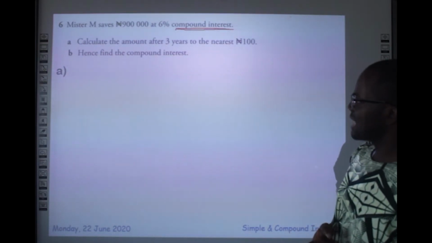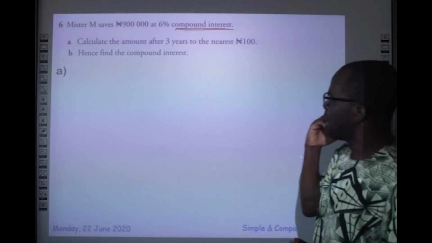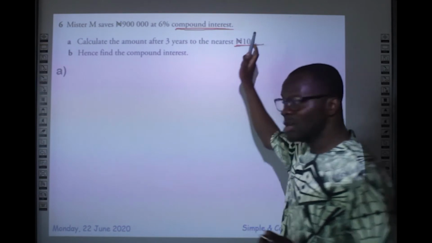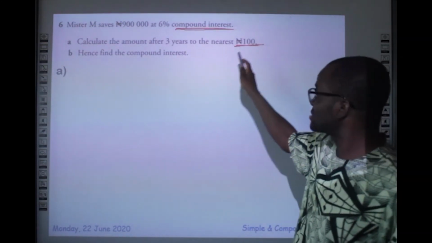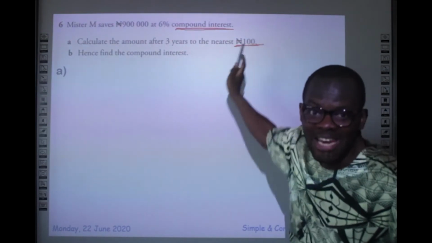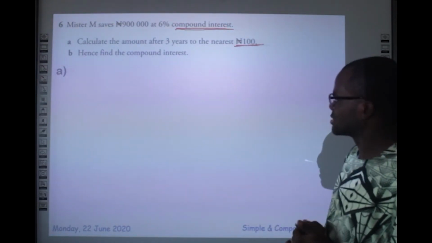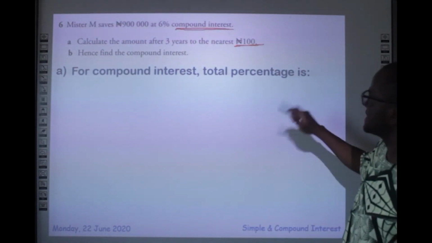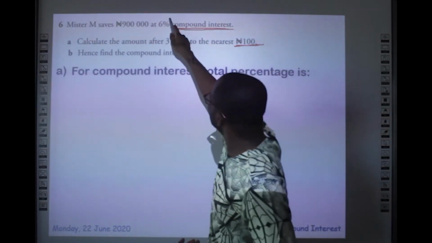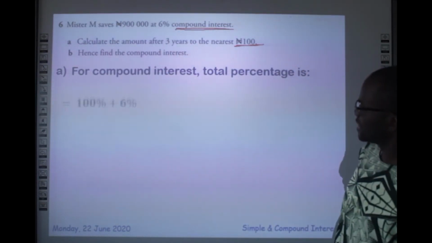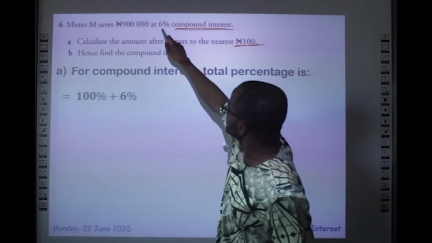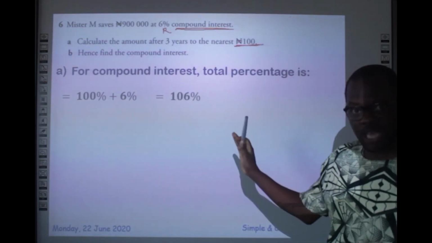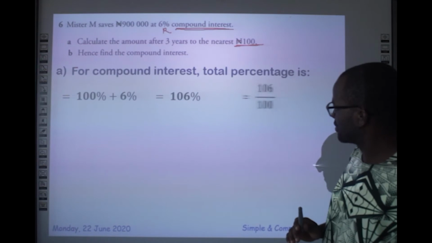Now, for the A part, you've been asked to calculate the amount after 3 years to the nearest, actually, 100 naira. Not to the nearest naira. In this case, you've been asked to give your answer correct to the nearest 100 naira. So take note of that. Again, for compound interest, the total percentage in this case will be 100% plus 6%, which is the rate given. That gives 106%. As a fraction, it's 106 over 100.